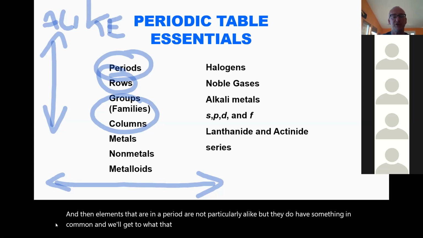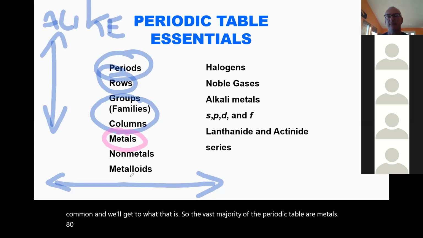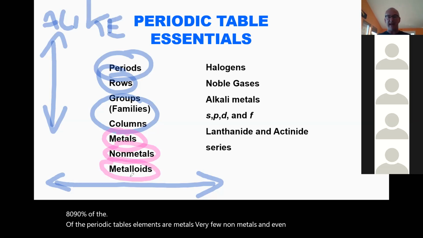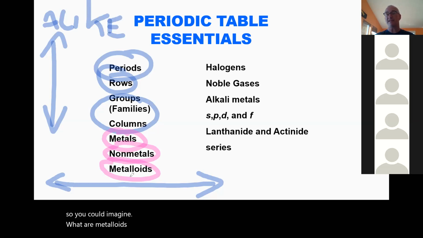So the vast majority of the periodic table are metals. Like 80–90% of the periodic table's elements are metals. Very few non-metals and even fewer metalloids. And so you can imagine, what are metalloids? Metalloids are elements that have some metallic properties and some non-metallic properties.